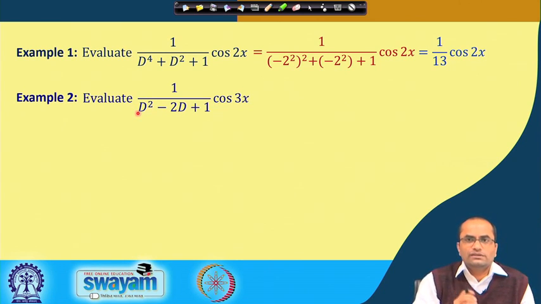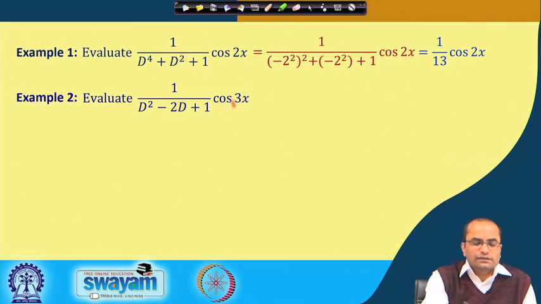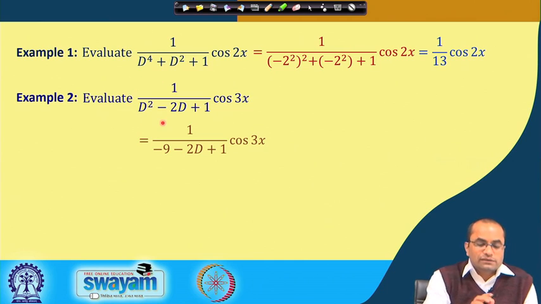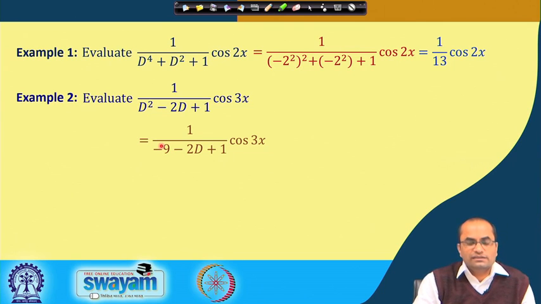Wherever we have this d square, that we will first replace with the minus alpha square term. So, meaning here that d square we will replace by minus 3 square, that means minus 9 at this place, and then we have minus 2d because we cannot touch this d here, plus 1, and cos 3x. So, that is the rule we are applying here: d square is replaced by minus alpha square, meaning this minus 9 here.